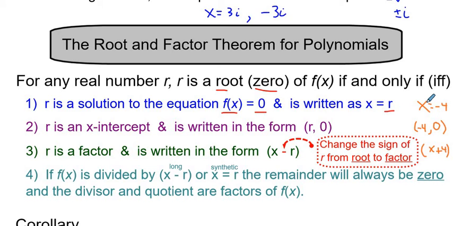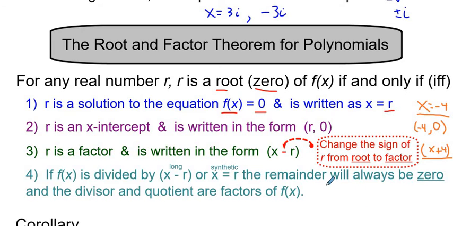All right, and these are all things we've been learning since quadratics, so this shouldn't be a big deal. It also applies to other polynomials because keep in mind a quadratic is a type of polynomial. But the last one is very specific to the polynomial chapter, and it says if f of x is divided by x minus r, meaning if I divide by this factor, if I use long division, or if I use x equals -4 for synthetic division, the remainder is always equal to 0.